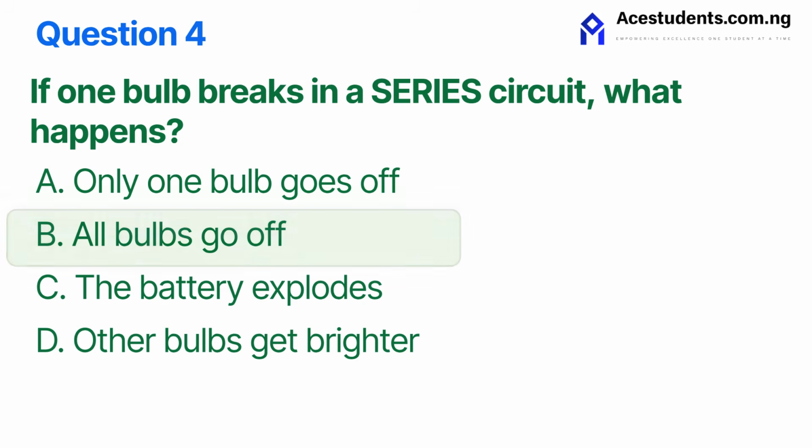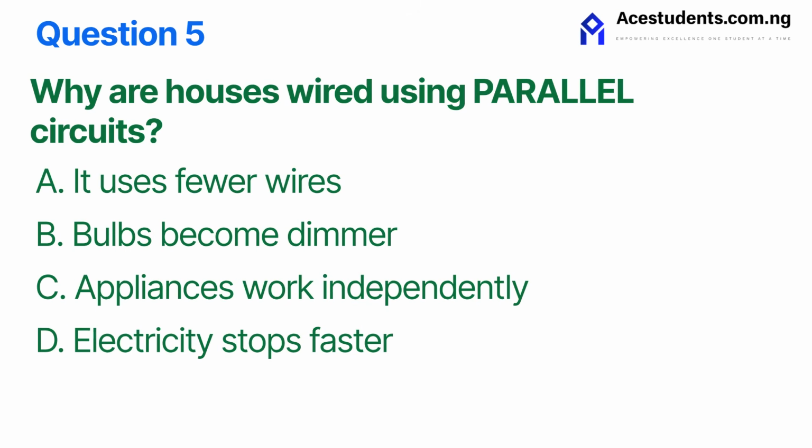The correct answer is B. All bulbs go off. Because there is only one path, a break anywhere stops the entire flow of electricity. Question 5. Why are houses wired using parallel circuits? Consider the benefit of having independent operation for your appliances.